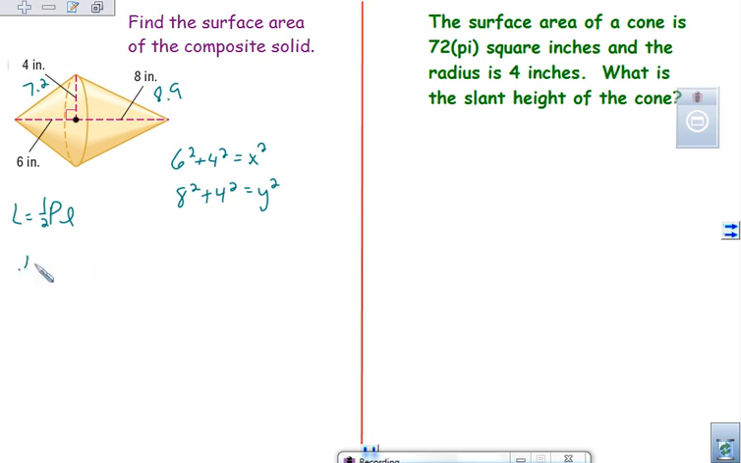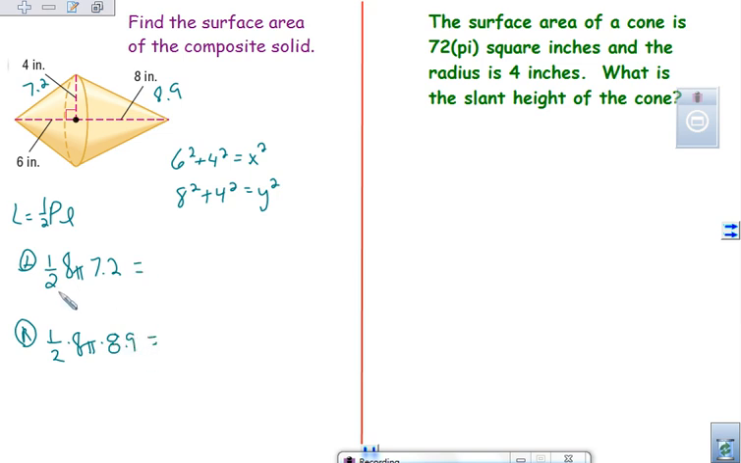So for the left half, we have 1/2. Perimeter is going to be our circumference, so we need our diameter. So half is our radius is 4, so our diameter is 8. So that's 8 pi. And that'll be the same for both cones. And our slant height on the left is 7.2. For the cone on the right, then that's 1/2, 8 pi still, but now the slant height is 8.9.